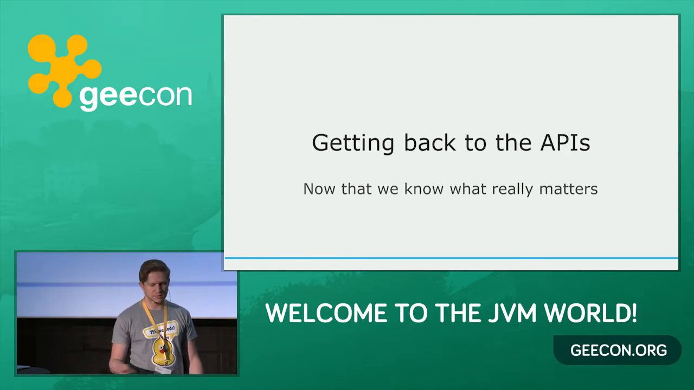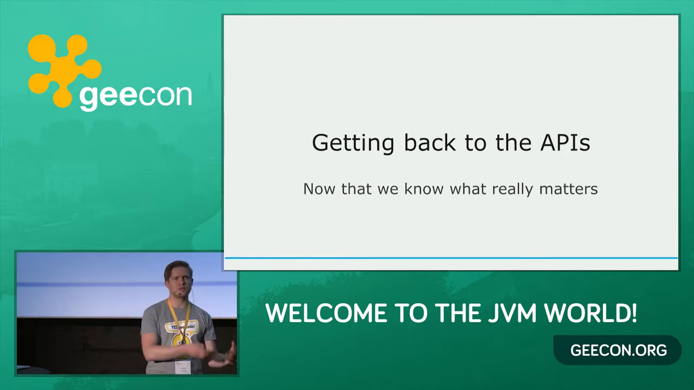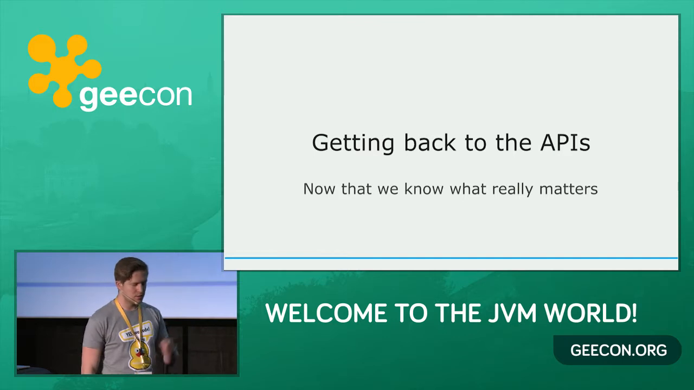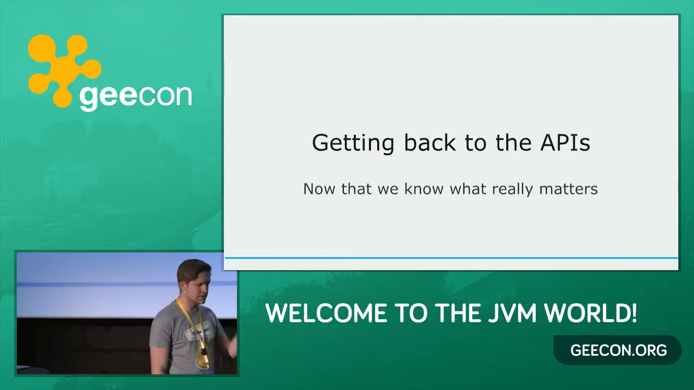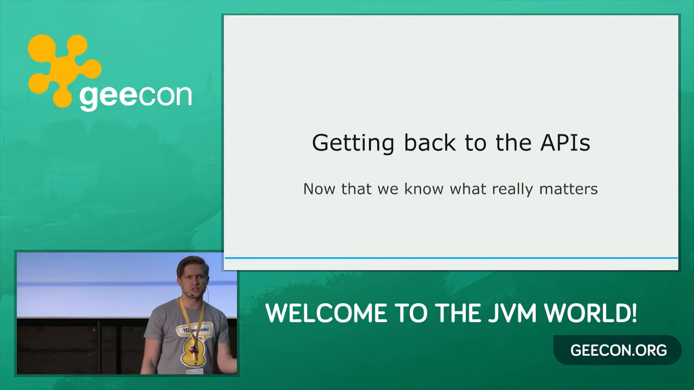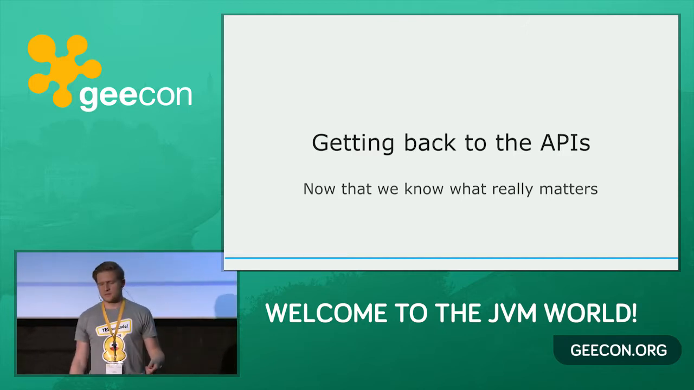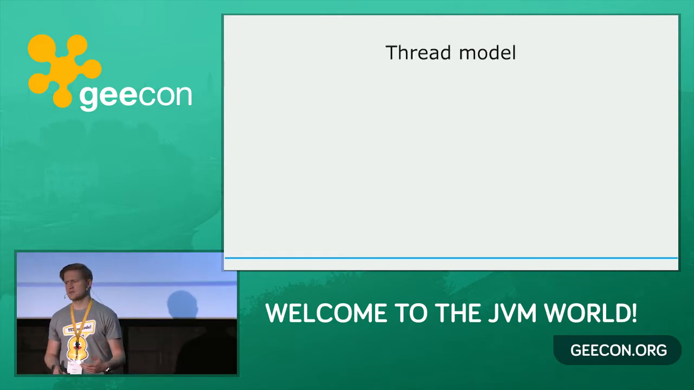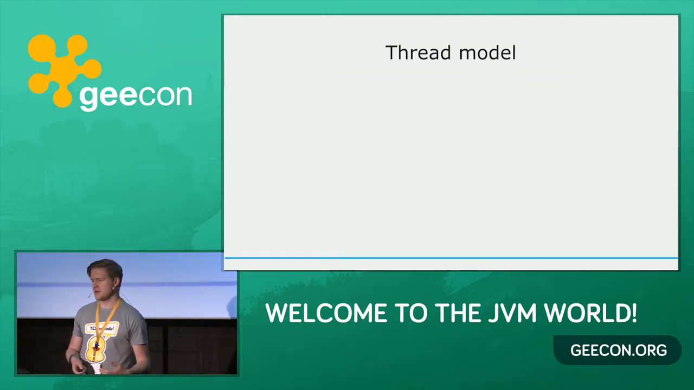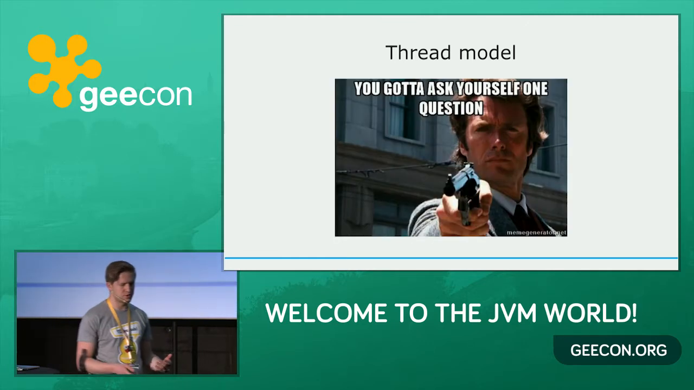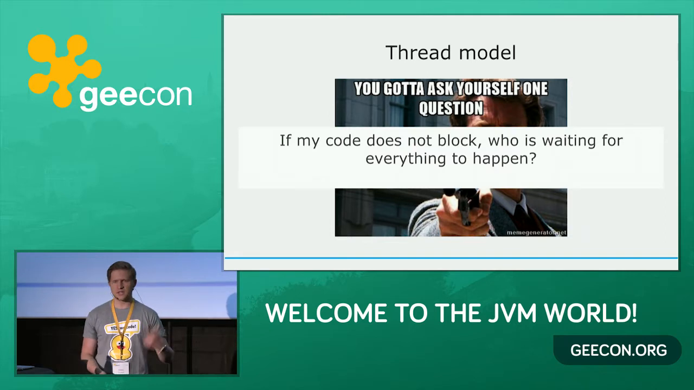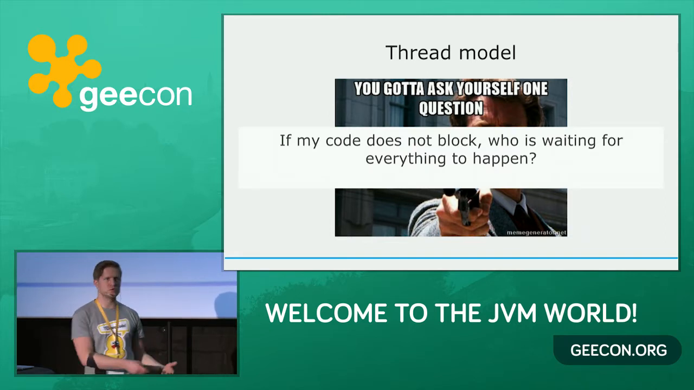Now that we've covered the implementations, we can get back to the APIs level, the things that are familiar to us. Because we already know what matters. Now let's get back to them. You might be wondering, because, like async RestTemplate or Jersey async calls, their APIs look like they're not blocking anything. So, for this thread model, once again, you have to ask yourself just one question, which is, if my code doesn't block, who is waiting for everything to happen?